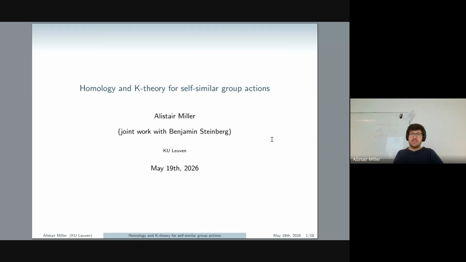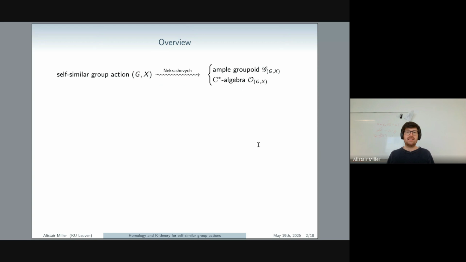Thanks for the invitation to talk about this topic. This is a paper I wrote with Ben Steinberg, and it's quite fun to talk about, so I'll get into it. The topic is these self-similar group actions, which are objects that come from group theory and dynamics, and what they're famous for is being great ways of building exotic groups while still doing it in quite a simple way.